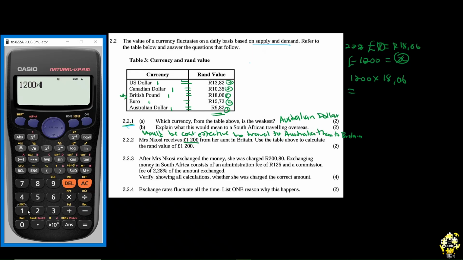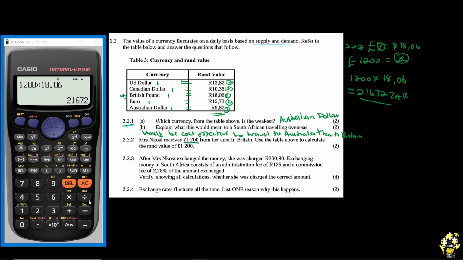Let's see what we have. So 1,200 multiplied by 18.06. We are actually getting... I should have put a rand first. It's fine. If I can't put a rand, I'll put a Z at the end. It becomes 21,672. So that's how much it is in South Africa. If it's 1,200 in Britain, when it comes to South Africa, it becomes 21,672.